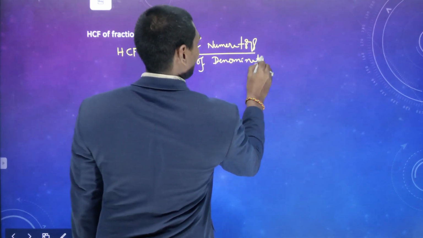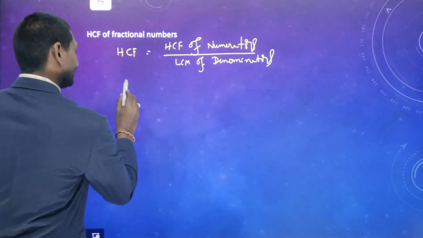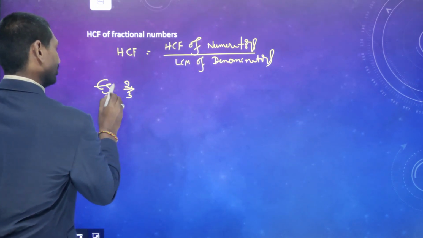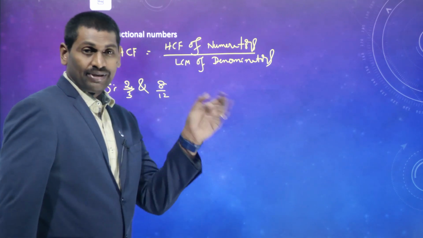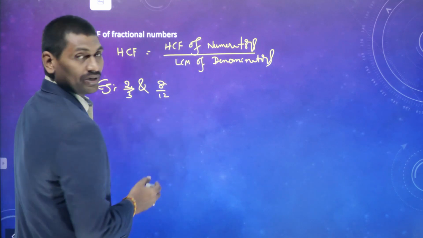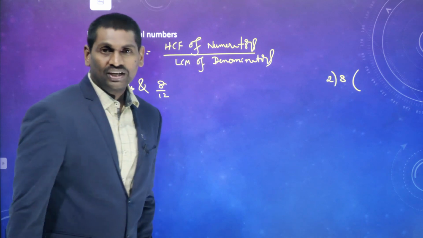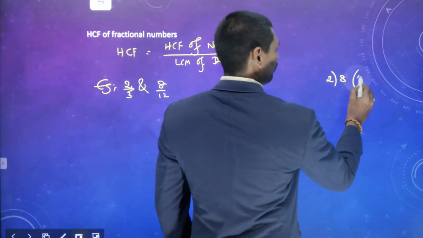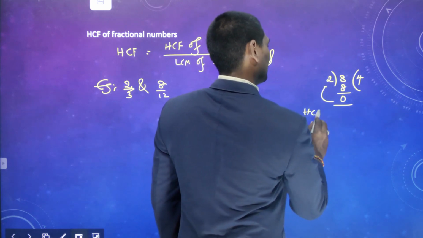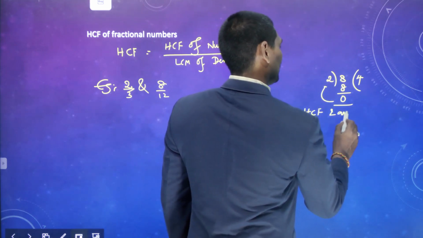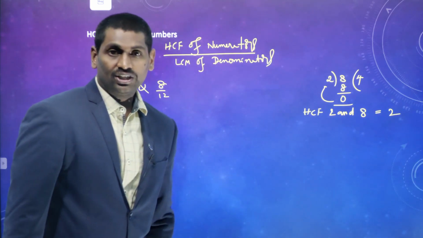I am taking the same example, 2 by 3 and 8 by 12. Let us identify the HCF of numerators. 2 and 8 HCF. 2 4s are 8. So the remainder is 0. Whenever we get the remainder 0, its divisor is HCF. So I got the HCF as 2.